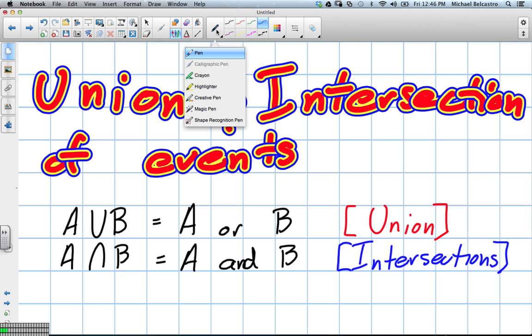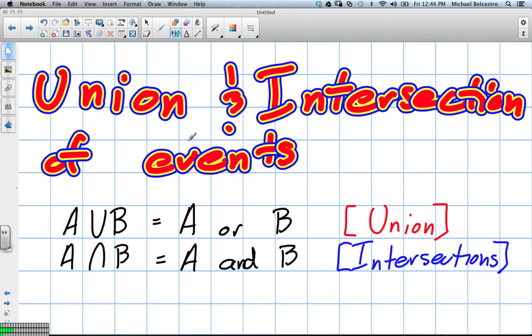So we're going to talk about the union and intersection of events. They've given you this symbol, which is set A union set B. Okay, so this is our union. It is known, when you write it as a sentence, as set A or set B. And I'll draw an example of that.